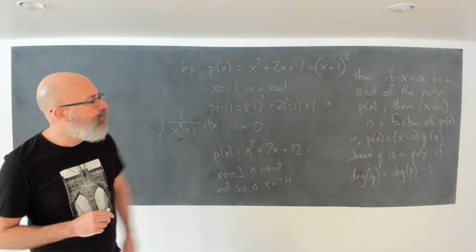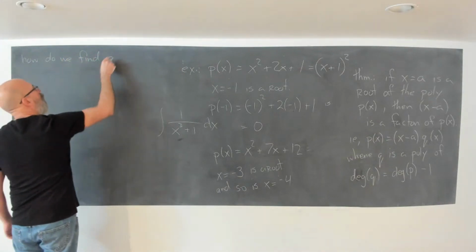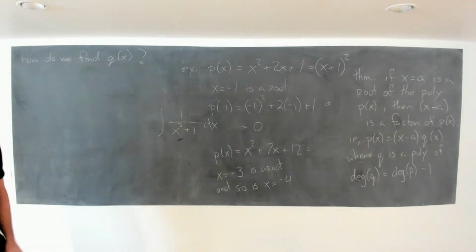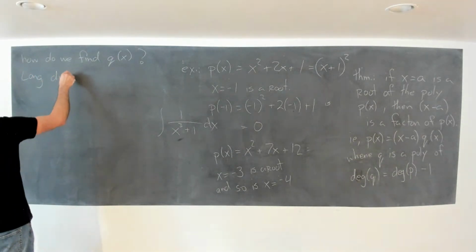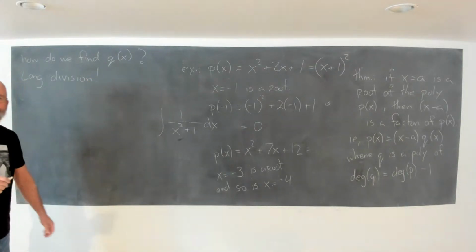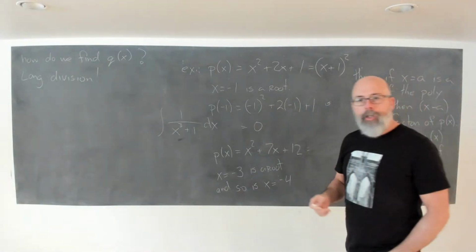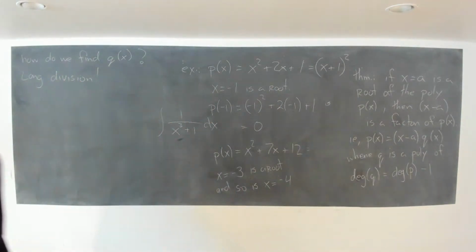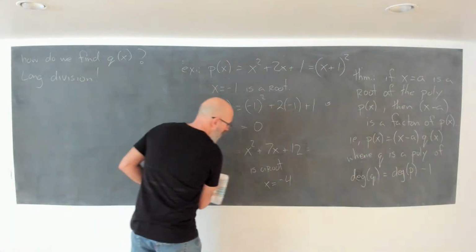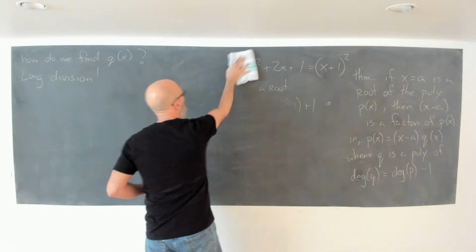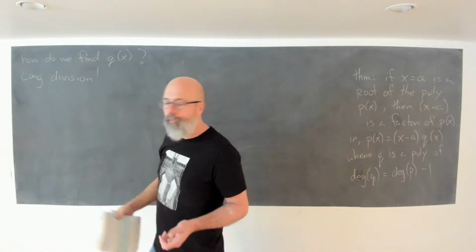The question that arises: how do we find q? And the answer is long division. So, we did long division in 139, but if you were in 140, you might not have seen it. You probably saw it in high school, but if you didn't, let's do it now. Long division of polynomials is exactly the same thing as long division of real numbers.